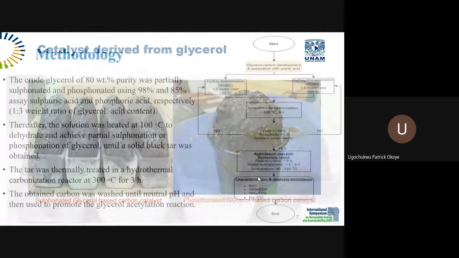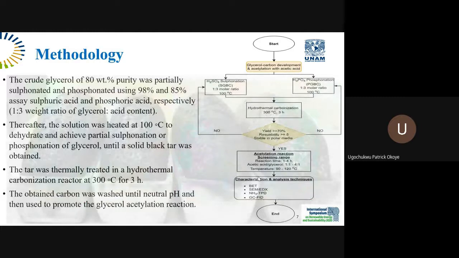In this work, crude glycerol of around 80% purity was partially sulfonated and phosphonated using phosphoric acid and sulfuric acid. Thereafter, the material was heated at 100 degrees to dehydrate it and achieve partial sulfonation and phosphonation until a solid black tar was obtained. The tar was thermally treated in a hydrothermal carbonization reactor at 300 degrees for 3 hours.